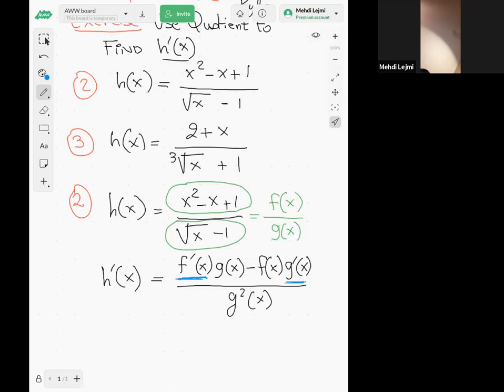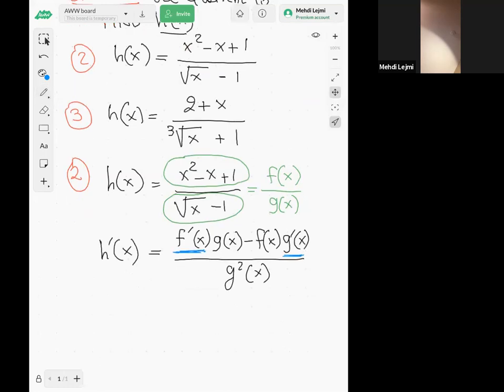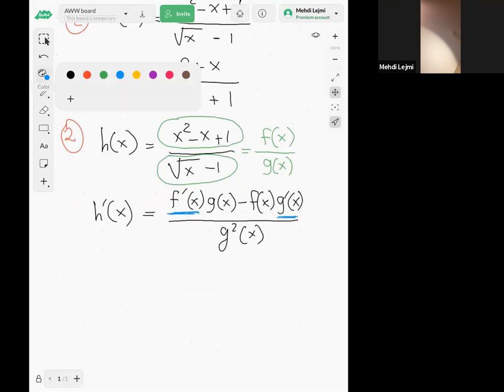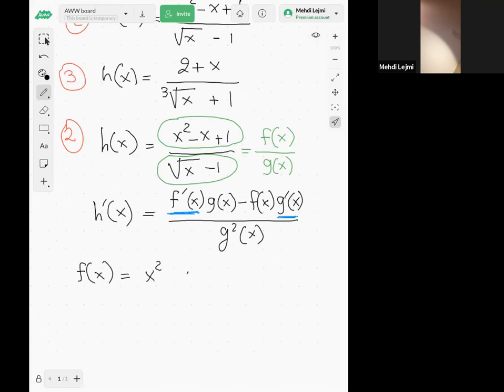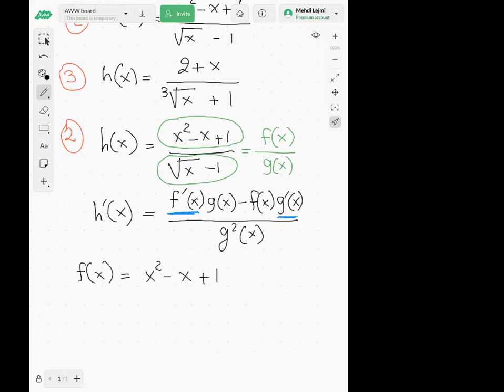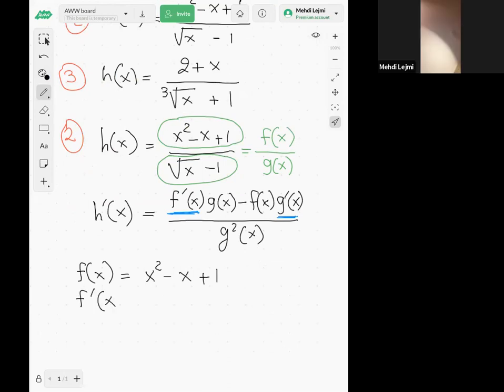So what would be f prime, guys? Any guess for f prime of x? f of x is x squared minus x plus 1, right? So what would be f prime of x? 2x minus 1. Yes, absolutely, correct. So it's 2x minus 1.